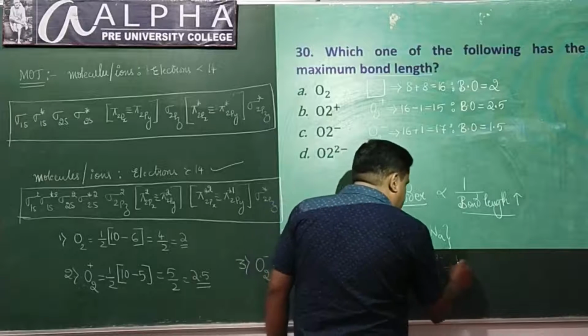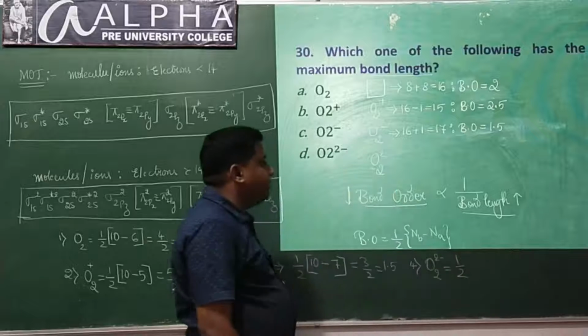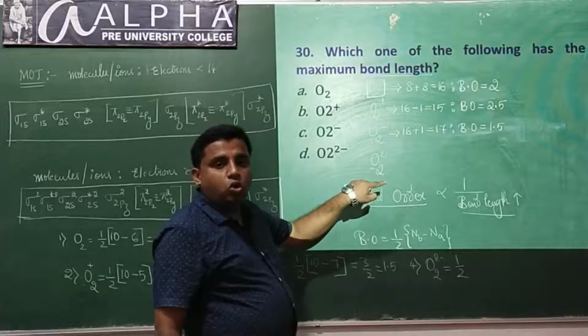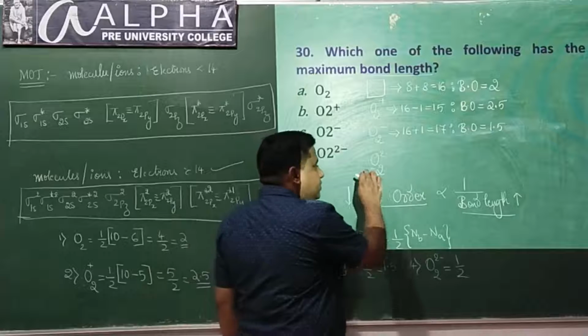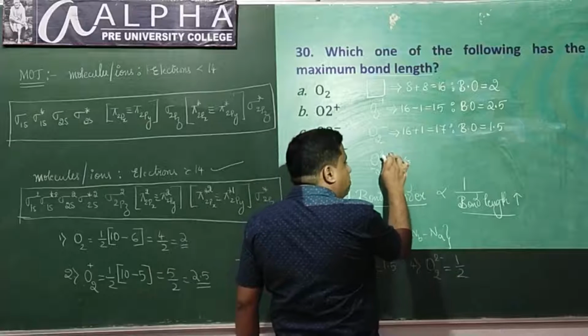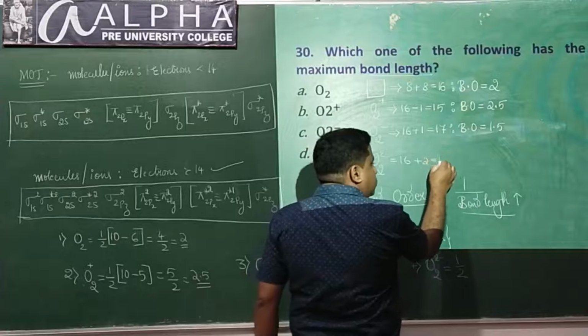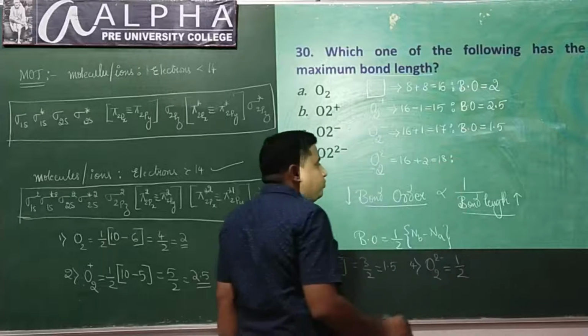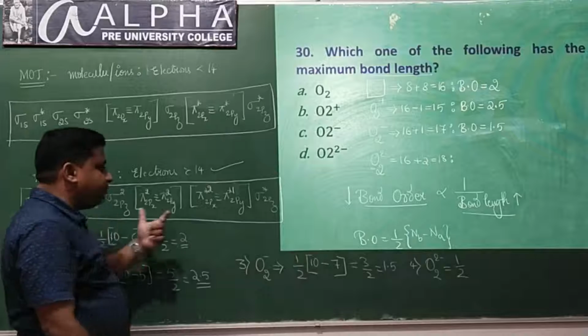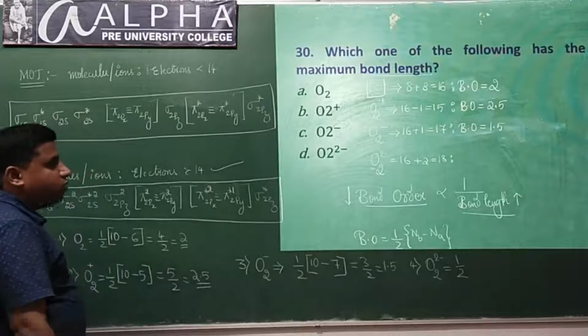So how many electrons, by the way? Oxygen, there are 2 oxygen. 8 plus 8 is 16, and there are 2 negative charges, that means you have to add 2 electrons. So 16 plus 2 is 18. So we have to fill those 18 electrons in this electronic configuration. Let us fill it.